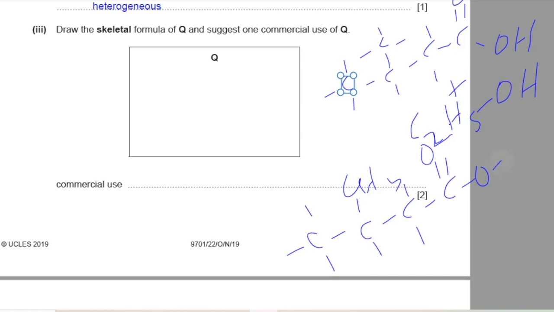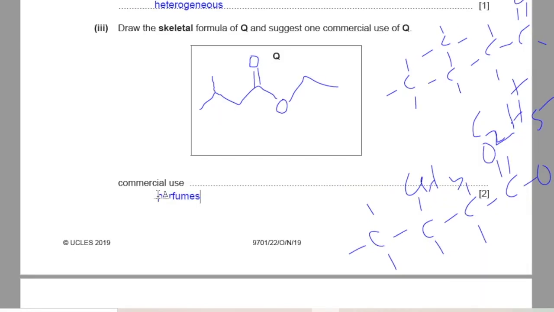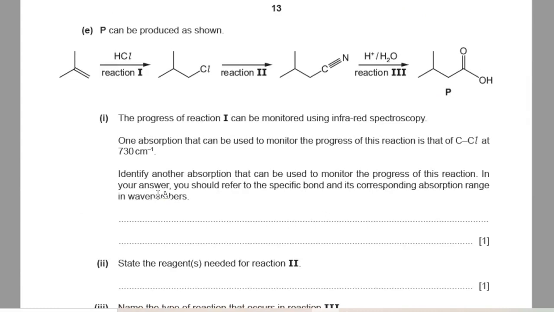So O C2H5. The hydrogen from here and the OH hydroxyl group from the carboxylic acid merge and form a water molecule. So the skeletal formula of Q is: this carbon atom over here is attached to O via a double bond, and there is a methyl group attached to the second carbon atom. The commercial use for esters is usually in the perfume industry. Part E, P can be produced as shown.